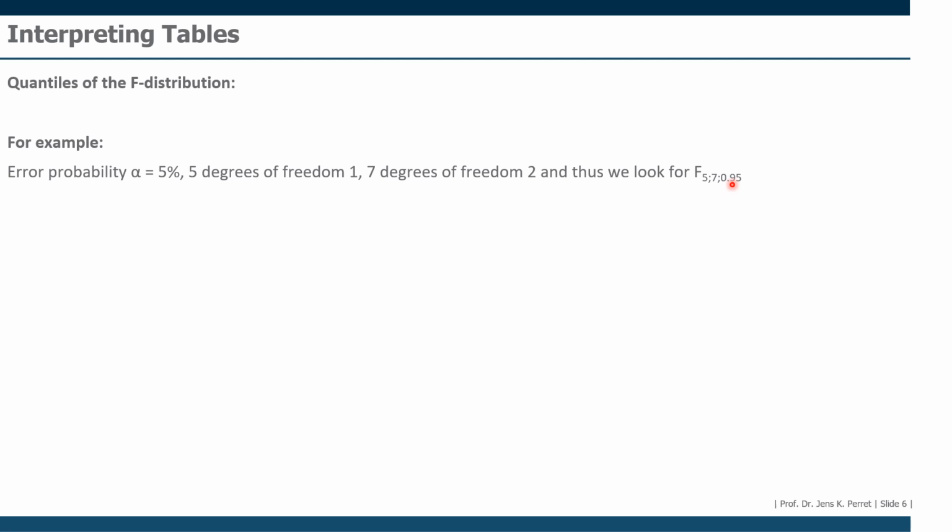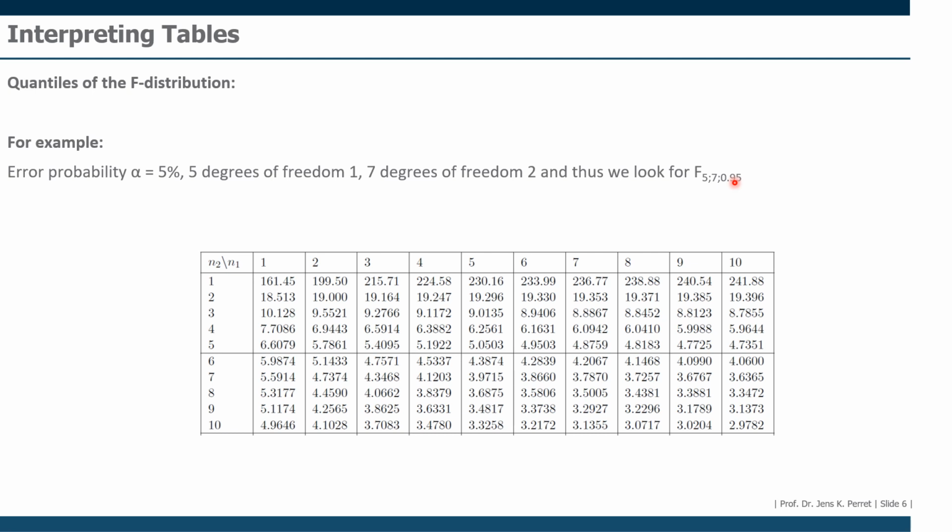This has a distinct problem, because if we consider our normal tables, they're just 2-dimensional. Here we have 3 dimensions. So what to do? Well, usually there is one table for each relevant probability. So you will find one table for the F distribution for 0.95. You will find another table for the F distribution for 0.99. So first select the corresponding table. Here we're going to select the table for 0.95.